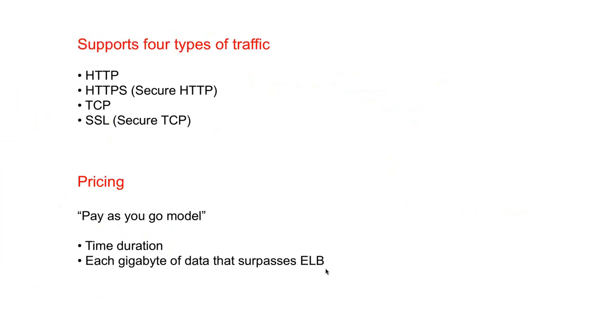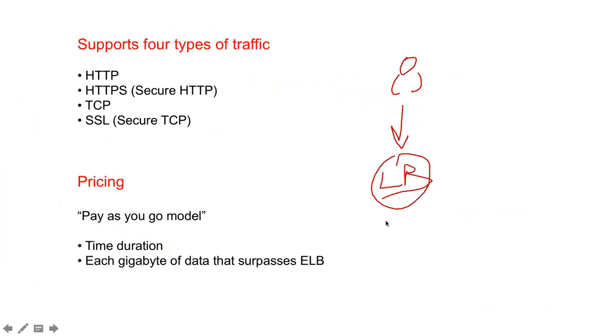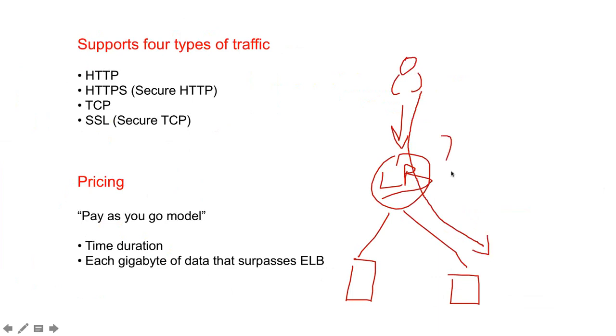You pay for the time duration, and you pay for each gigabyte of data that passes through the load balancer. For example, let's suppose this is a user sending traffic to the load balancer. The load balancer will send the traffic towards different instances. The user's request or the data that passes through the load balancer and reaches the instance is calculated on a per-gigabyte basis, and you have to pay for each gigabyte of data that passes through the load balancer.